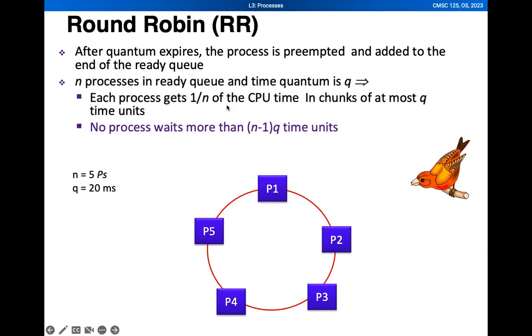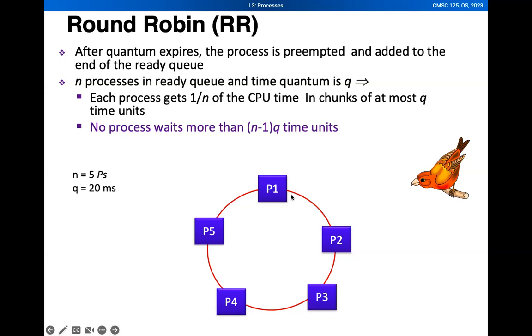Assuming that there are n processes, let's say we have 5 processes here, and the time quantum is Q, or let's say the time quantum is 20 milliseconds. Each process gets 1/n of the CPU time in chunks of at most Q time units. So each process gets 1/5 of the CPU time in chunks of 20 milliseconds. No process waits for more than (n-1)Q time units.